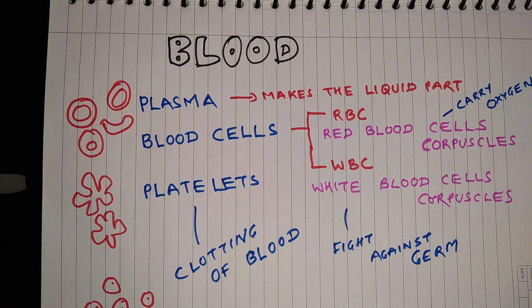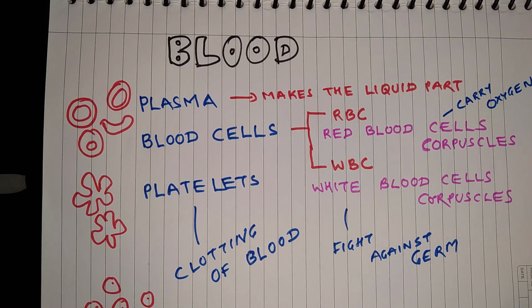In fact, clotting is a defense mechanism. If clotting will not take place, what will happen? There will be excess loss of blood, and excess loss of blood can result in death of the person. So this is the role of clotting of blood. Clotting is also called coagulation.